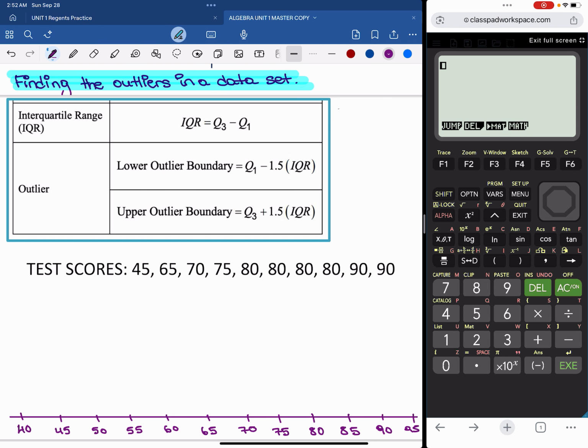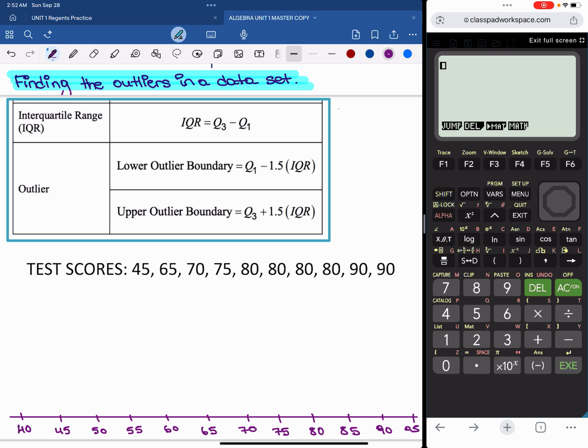Hi guys! Here's a quick video on finding outliers in a data set. As you know, with finding outliers, there are a few steps that we have to do before we find our lower fence and upper fence to determine if there are any outliers.